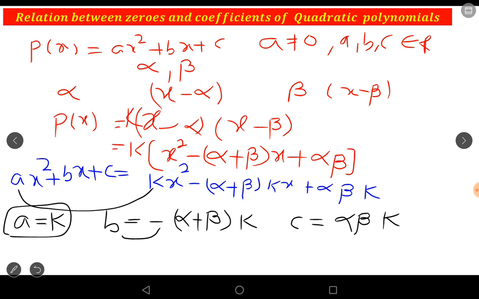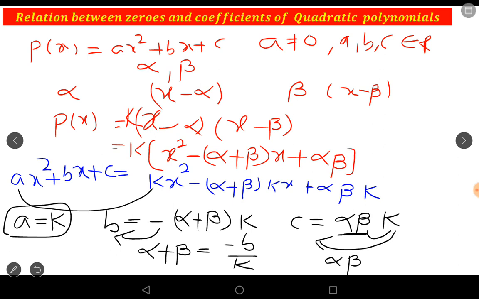Here minus is moved to the left side, so minus b equals alpha plus beta multiplied by k. Transposing k to the left side, alpha plus beta equals minus b by k. And alpha into beta is multiplied with k, so k is transposed to the left side: alpha into beta equal to c by k. From equation 1, k value equal to a.